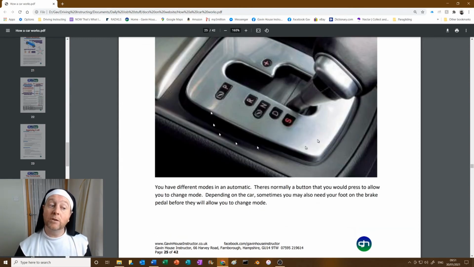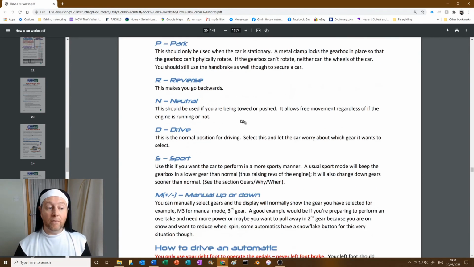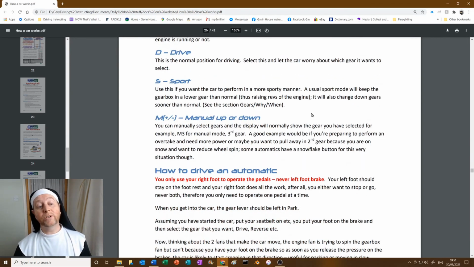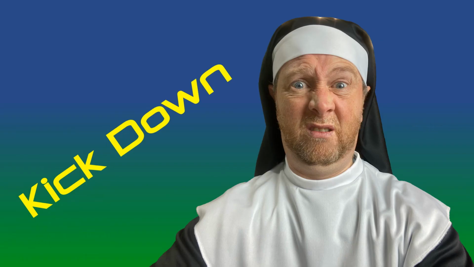And you've got lots of different settings that you can have. You've got your park, which basically locks the gearbox, stops it moving. You've got reverse, neutral, drive, sport. Sport, all that does is hold a lower gear for you for a while, that's all. It doesn't make the engine any more powerful, it just changes what gear you pick. So whereas normally you might be driving along in second gear, it'll just stay in first for a bit longer. Because what that does is it raises the revs on the engine, and the higher the revs you have, the more power you have, and the more power you have, the faster you can accelerate.